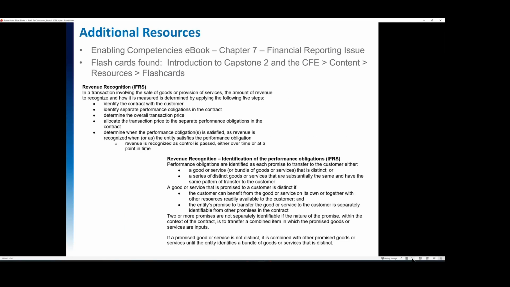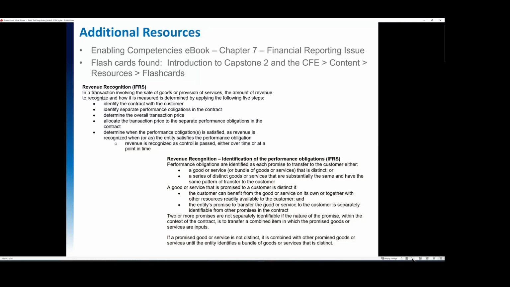I want to highlight that chapter. You've got your ebooks, which are wonderful, particularly the snapshots, very helpful. And chapter 7 in your enabling competency, and that all goes around the Elgar and when you're analyzing financial reporting issues. There's flashcards, and I've included here what a flashcard looks like.